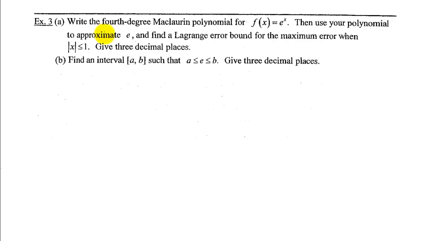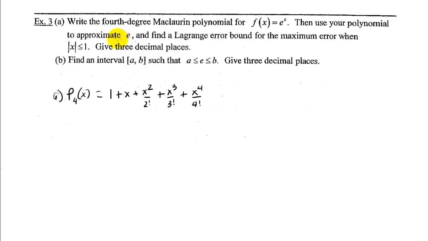In our next example, we're asked to write the 4th degree Maclaurin polynomial for e to x, then use your polynomial to approximate e, and find a Lagrange error bound from the maximum error when the absolute value of x is less than or equal to 1. Give 3 decimal places. So we have letter A, Maclaurin polynomial of degree 4 is 1 plus x plus x squared over 2 factorial plus x to the 3rd over 3 factorial plus x to the 4th over 4 factorial.